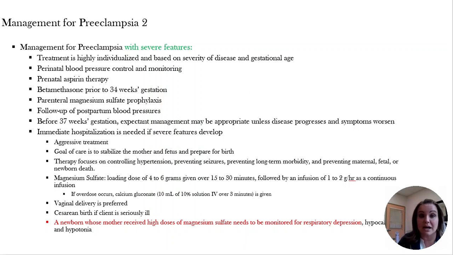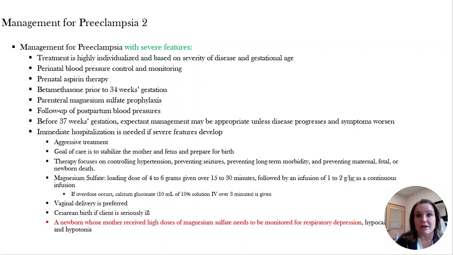Magnesium sulfate is a high-risk medication. It's given as a loading dose of 4 to 6 grams over 15 to 30 minutes. So that's a huge dose of magnesium over a really short amount of time. And then the maintenance infusion is usually 2 grams per hour as a continuous infusion. There is a high risk for magnesium sulfate overdose or toxicity.